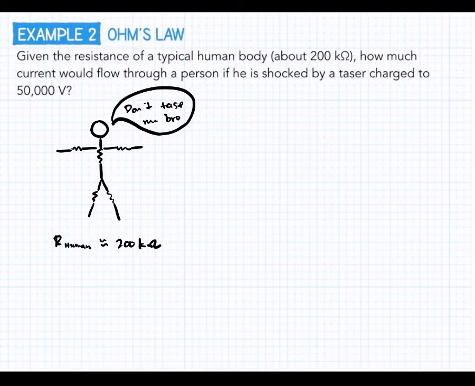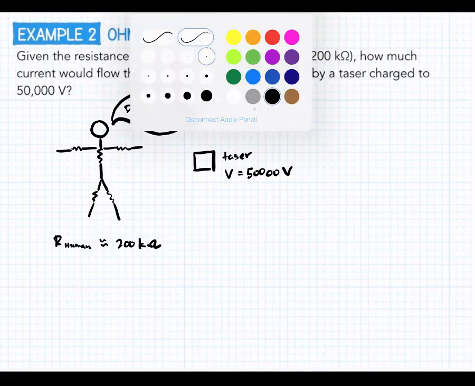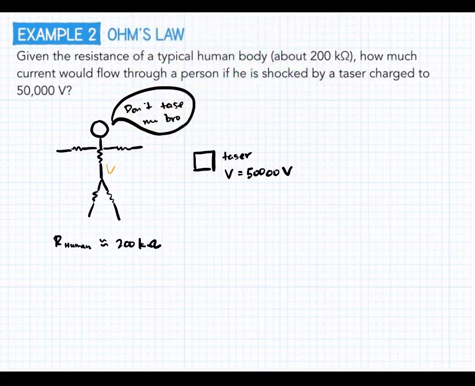So here we have a taser, and it has a voltage of 50,000 volts. And we're going to see, and obviously it's going to depend on where you tase them, but just generally treat a human as a resistor.